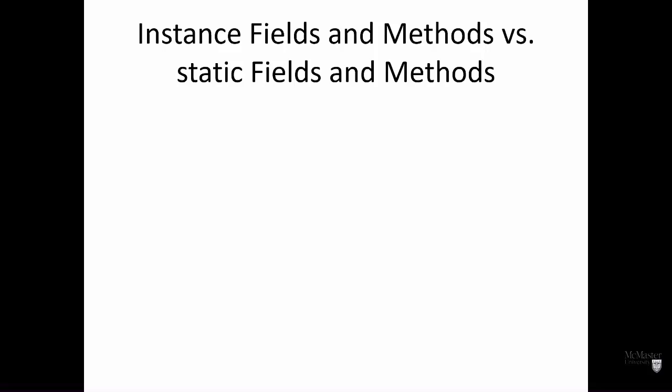This is one clear difference: static is independent of the object. It's the same for all objects because it's related to the class itself, not the objects of the class, right? And then instance variables or instance methods are defined per object, right? So every object will have its own version or own memory location of that variable or of that method. Good?